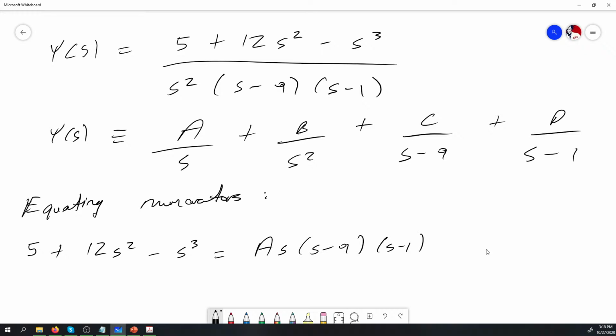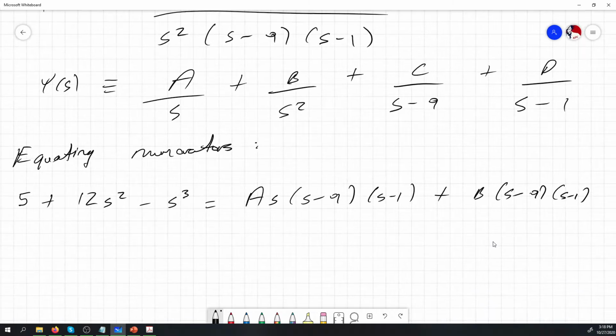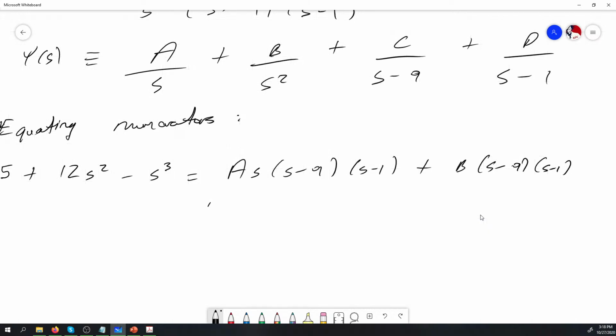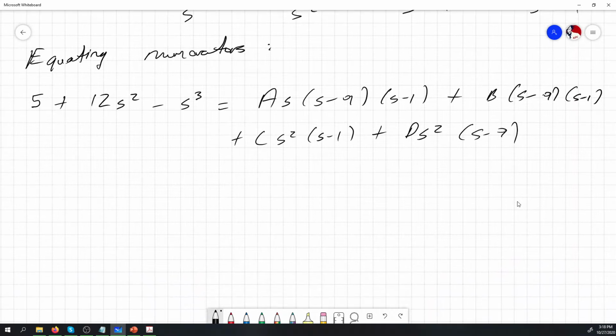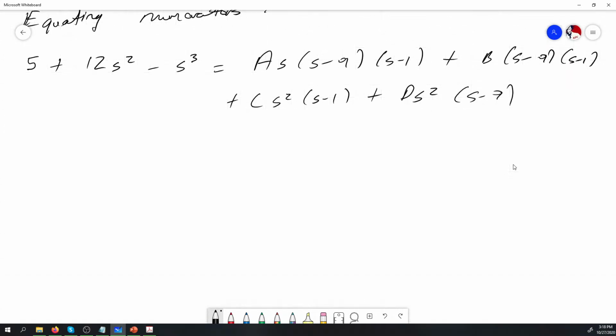plus B into s minus 9 s minus 1 plus C into s squared s minus 1 plus D s squared s minus 9. And then let's say in this particular case that's s equals 0.